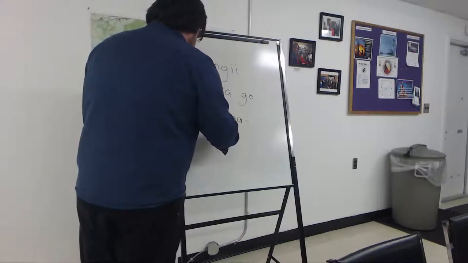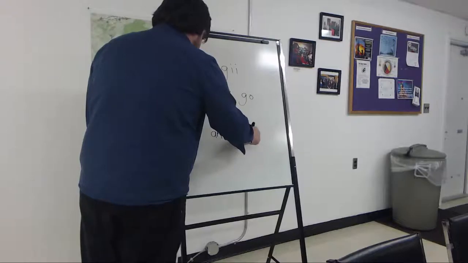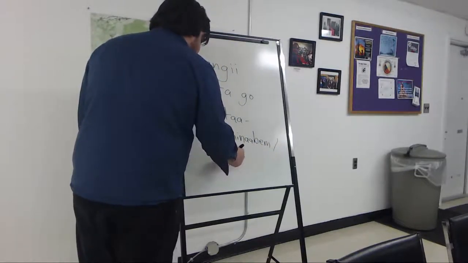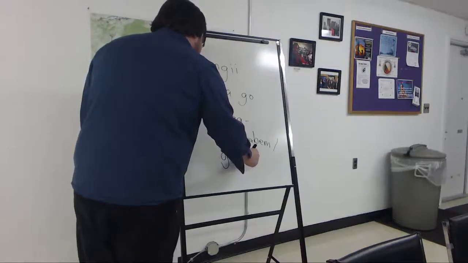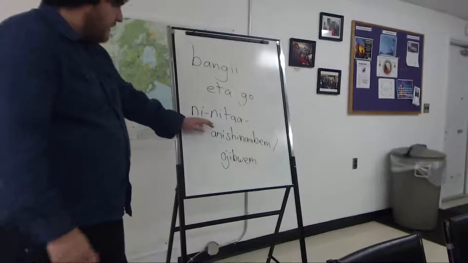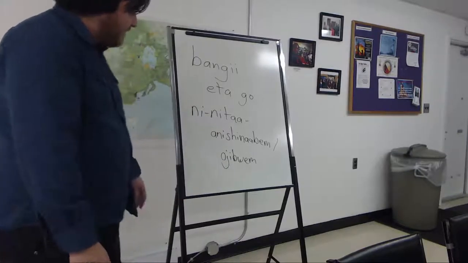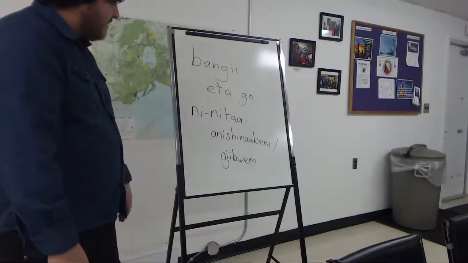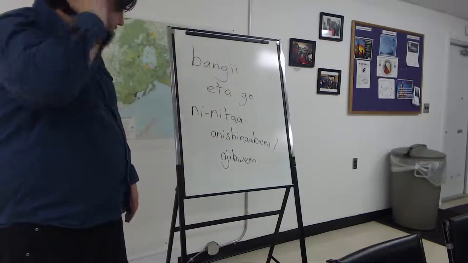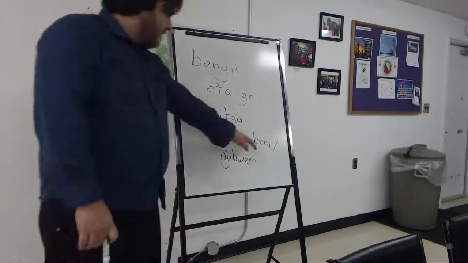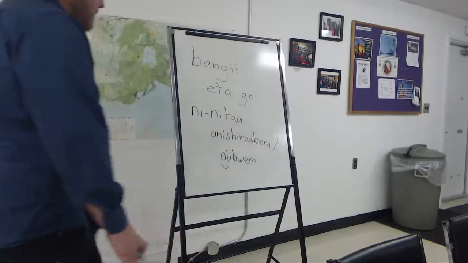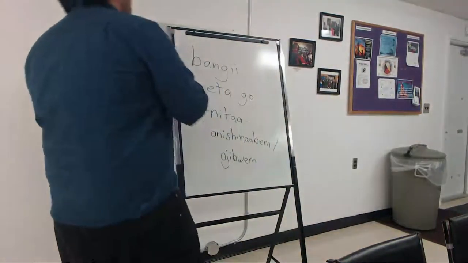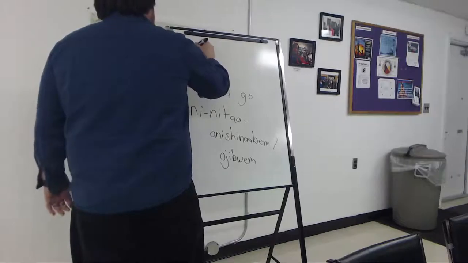In a ta, it's like a pre-verb for doing something well or being good at something. Bungietigo Nineta Anishinaabem, Bungietigo Nineta Ojibwem. So I only speak a little bit of Anishinaabe, or I only speak a little bit of Ojibwe. Then you have the M, it's the verb of speaking the language there. Oh, okay. So it's a VAI form of the language there.